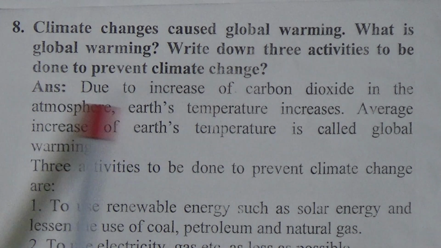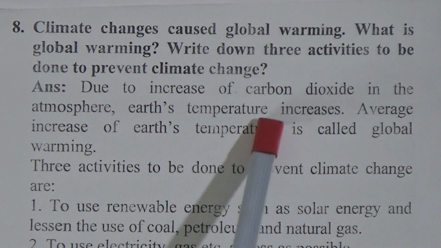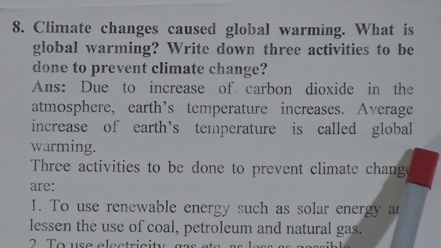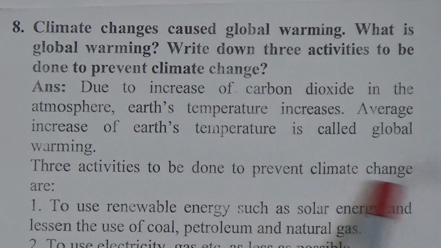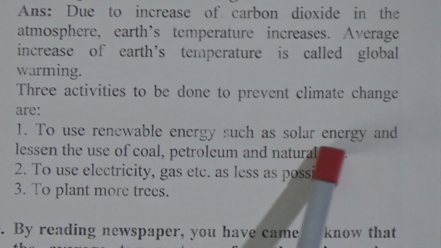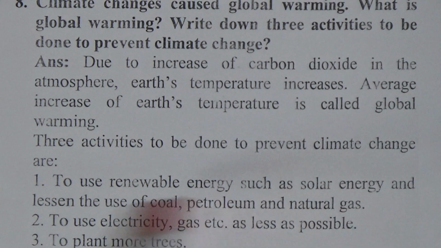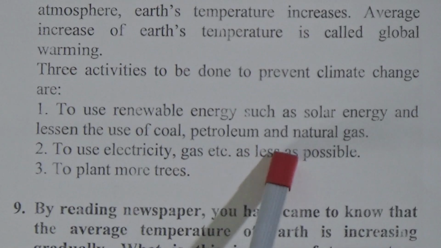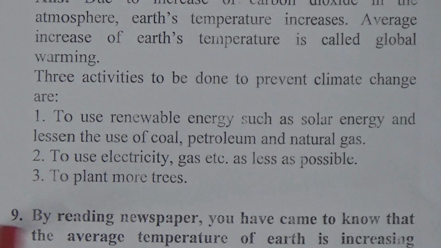The answer of the question is, due to increase of carbon dioxide in the atmosphere, Earth's temperature increases. Average increase of Earth's temperature is called global warming. 3 activities to be done to prevent climate change are: first one, to use renewable energy such as solar energy and lessen the use of coal, petroleum and natural gas. Second one, to use electricity, gas etc. as little as possible. And third one, to plant more trees.